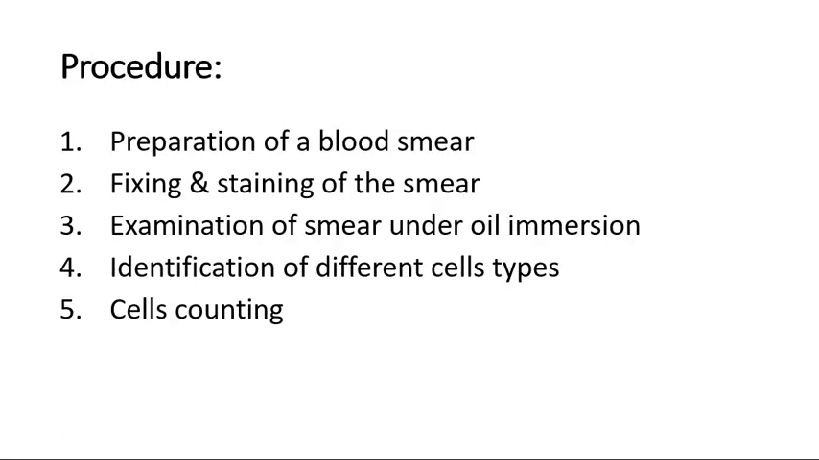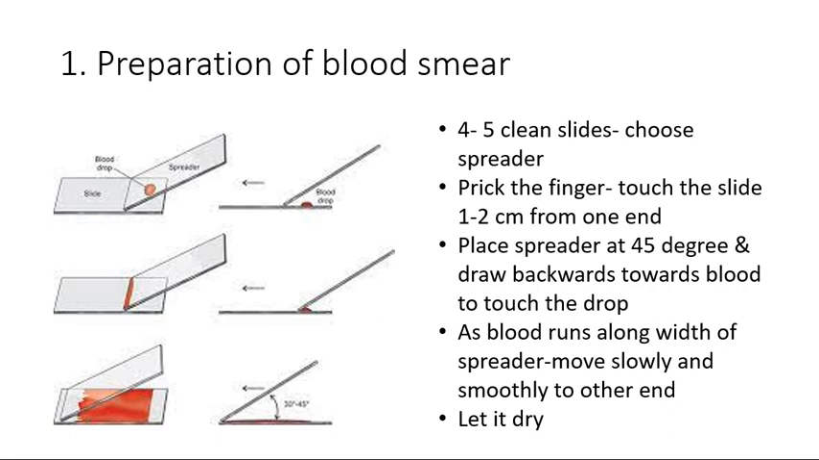Now let's see the procedure. For the differential count of WBCs, we need these 5 steps, although some can explain these in the first and second step together: preparation of smear and staining of smear. Then we have to examine the smear under oil immersion. The fourth part is to identify the different cell types. We should know that also, and then we'll count the cells. So these are the basic 5 steps. Now let's talk about the first step, which is preparation of the blood smear. How will we prepare that blood smear? First of all, you have to take 4 to 5 clean slides, and if these are not clean, you have to clean them.